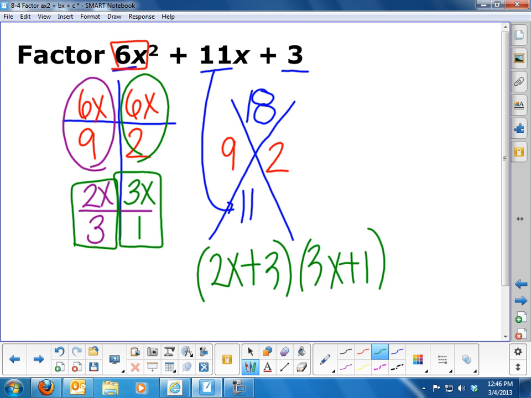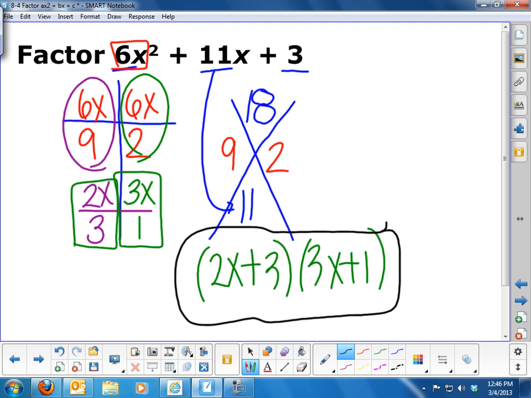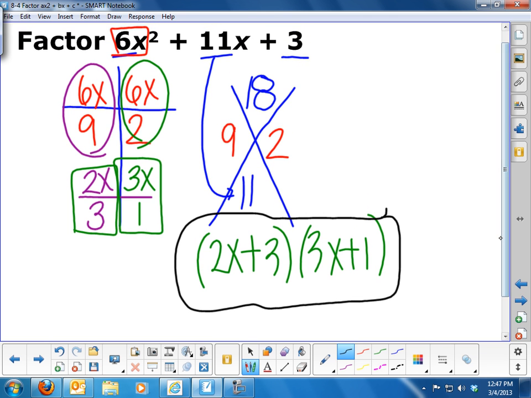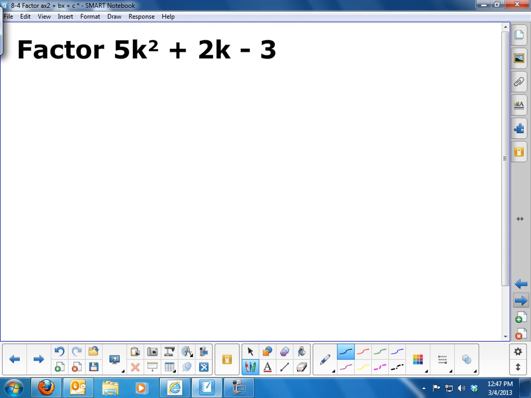So that is the only additional step that is needed in these problems when the coefficient is not 1. We're just going to have to worry about simplifying our answer a little bit, whereas we didn't used to have to do that. As always, we can check this answer by multiplying 2x plus 3 times 3x plus 1 and making sure that we end up with what we started with, the problem. Okay, let's try another one.